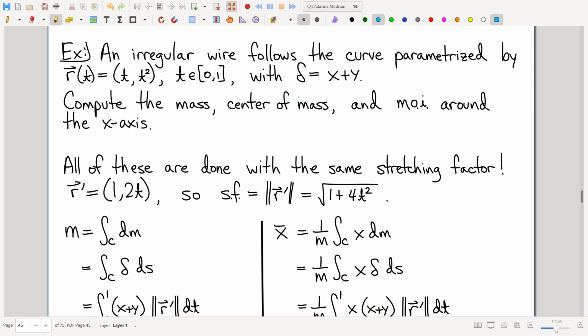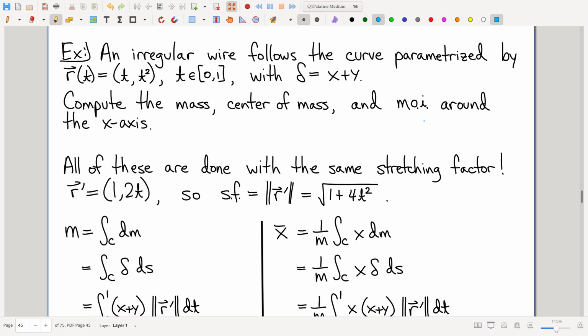And I want to compute the mass. Well, I also want to compute several other things. I want to know where's the center of mass. That's both an x-coordinate and a y-coordinate. And I also want to compute the moment of inertia, let's say around the x-axis, whatever. So we're going to do 4 separate calculations here. And one of the big takeaways is how much these calculations are going to have in common with each other.